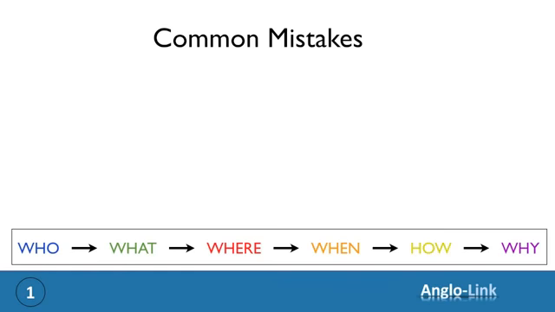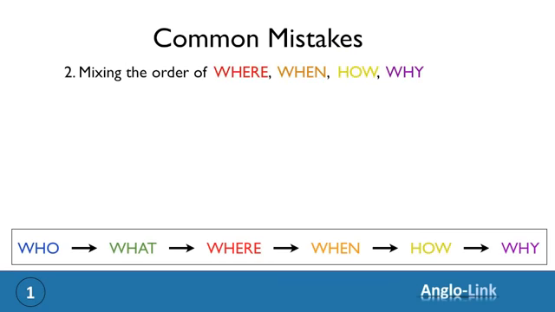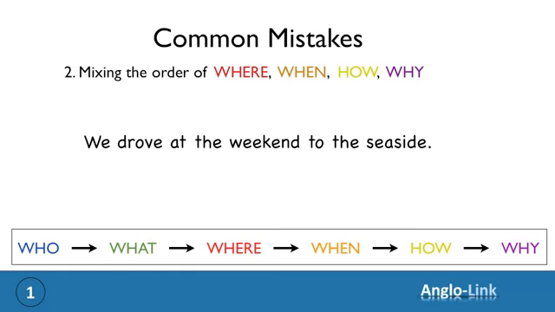The second common mistake is mixing the order of where, when, how, and why. Let's look at some examples. We drove at the weekend to the seaside. If we bring the colors in, you will see immediately what's gone wrong. The where and the when are in the wrong place. The correct order is we drove to the seaside at the weekend.